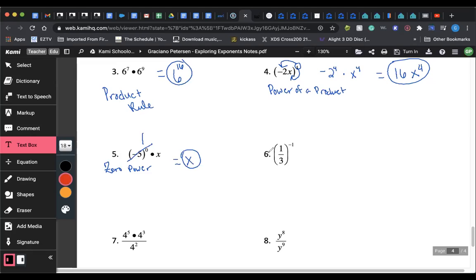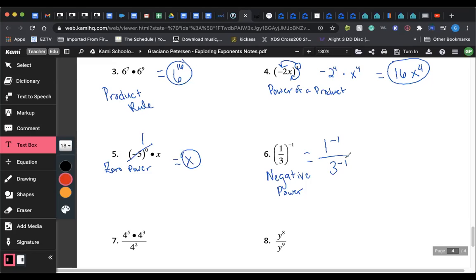Okay, now this one, number 6, we're using our negative power rule. The negative power rule is the most confusing one, so I like to go over it a lot. It says that anything raised to a negative power, I can undo the negative power by moving it from a numerator to a denominator or denominator to a numerator. So remember that if this is 1/3 to the -1, that's the same as saying 1 to the -1 over 3 to the -1. That -1 applies to both my numerator and my denominator.